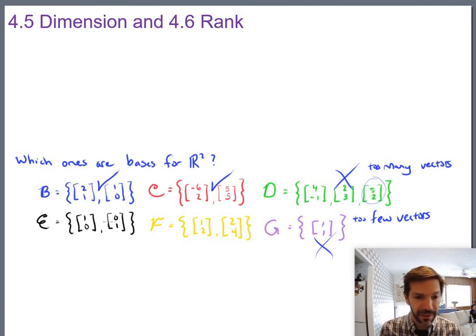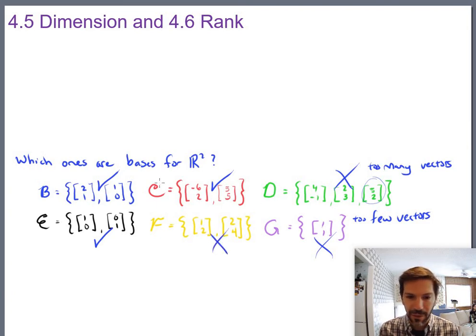E is the standard basis. You can definitely get everywhere in two-dimensional space with that, and there's no duplication. These are linearly independent vectors. F is 2 vectors in R2, but notice they're multiples of each other. So F graphically looks somewhat like G in that you can move in the (1, 2) direction, and you can move in the (2, 4) direction, which is the same direction. So you can travel along that line that's 1 over and 2 up, or 2 over and 4 up. You can travel in that direction, but not all of R2 can be reached with those.